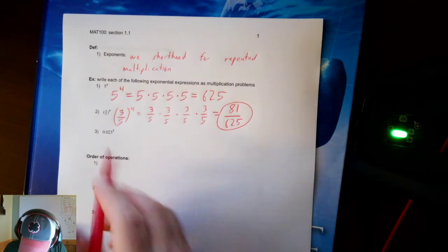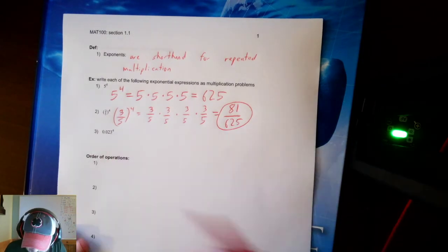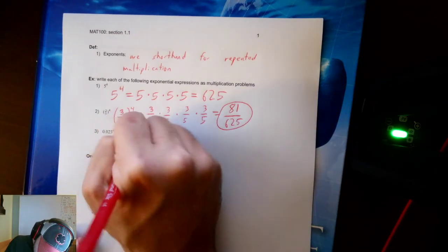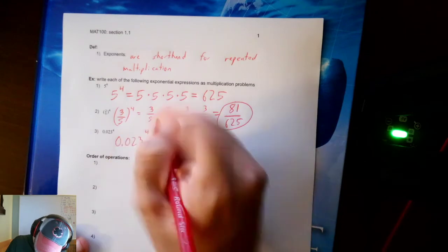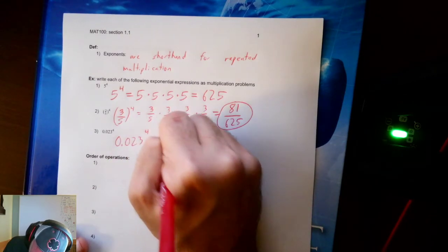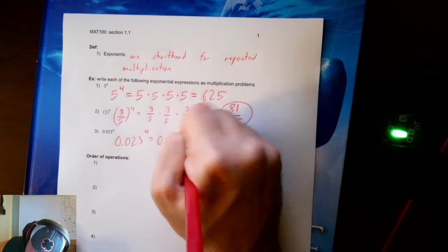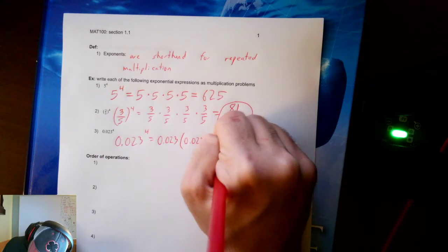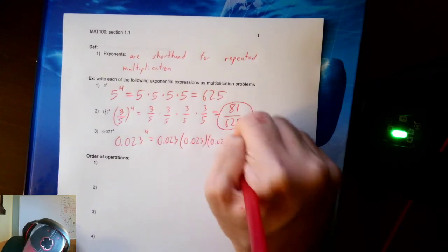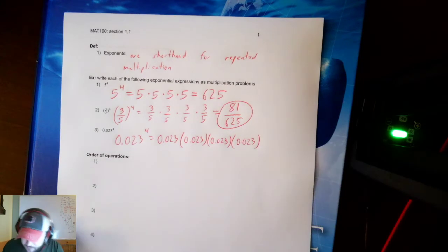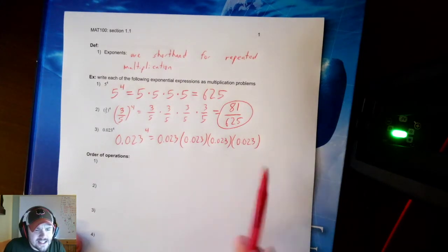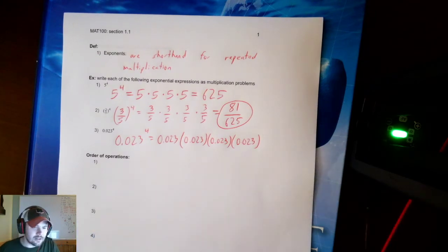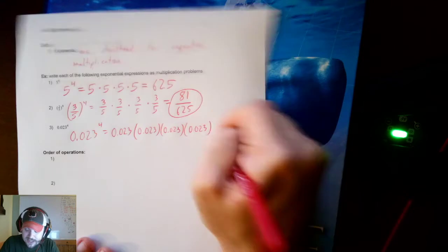Now, how about the last one? 0.023 to the 4th power. How will that look? Well, I'll write 0.023 in parentheses, 0.023 in parentheses, 0.023 in parentheses, 0.023. Notice I used parentheses because using the dot symbol for multiplication with all those decimal symbols can get a little cluttered, right? So I chose to use parentheses instead.